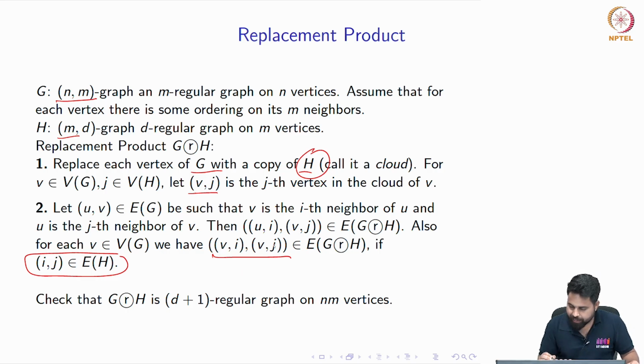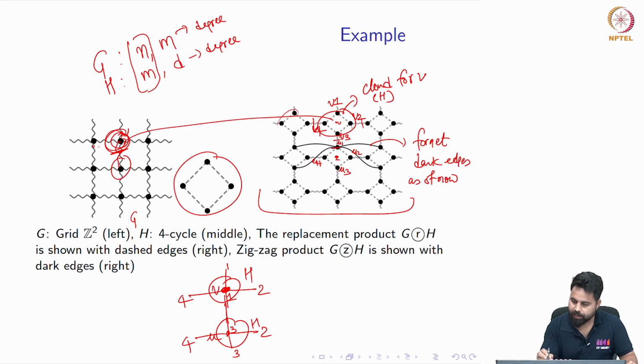Very good. Now the next thing is, what about the other edges? Other edges are also very simple. Suppose V is the ith neighbor of U, and U is the jth neighbor of V in the original graph. Then this edge will be there, right? So Ui and Vj, we have just seen this, you will have an edge between them.